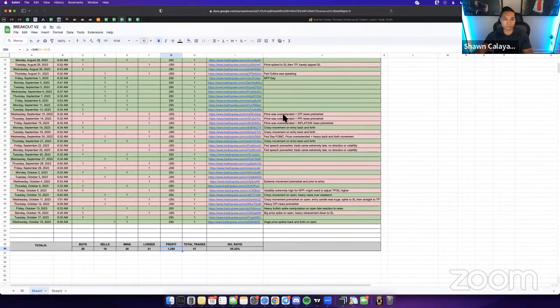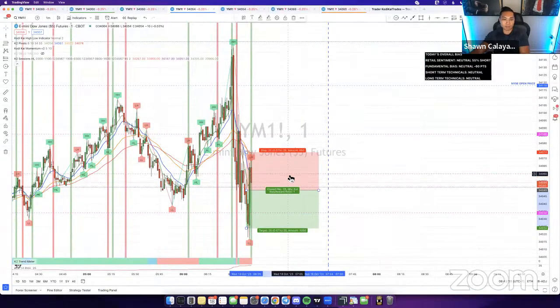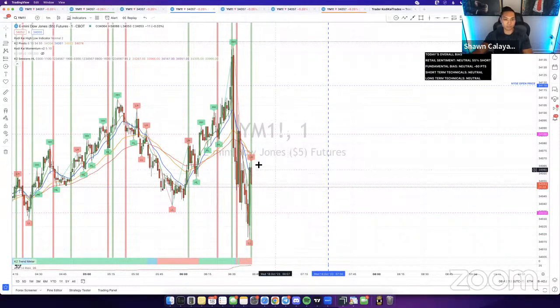So obviously these could have been avoided. It's a CPI news here. Crazy movement. I have all my notes right here. So there's ways to get around it. There's ways to avoid losses. But for the most part, if you took every trade, it would have been profitable.